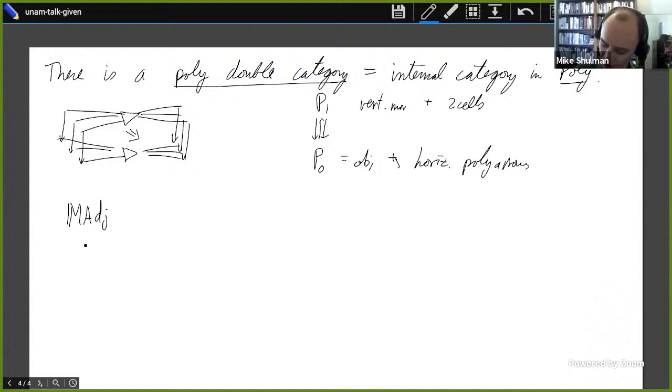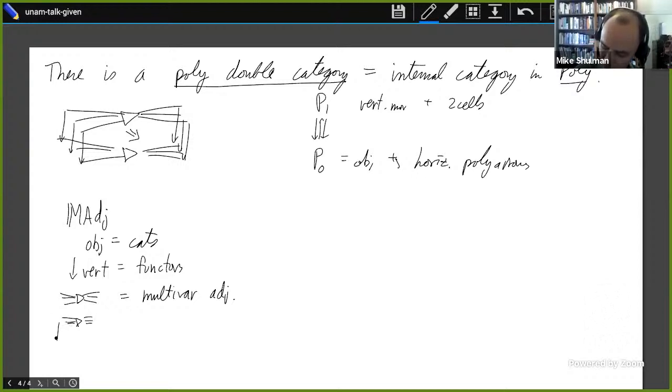So what this thing is, this is a poly double category of multivariable adjunctions. So the objects are categories. The vertical arrows are just ordinary functors. The horizontal poly things are multivariable adjunctions. And then these two cells are mate tuples.